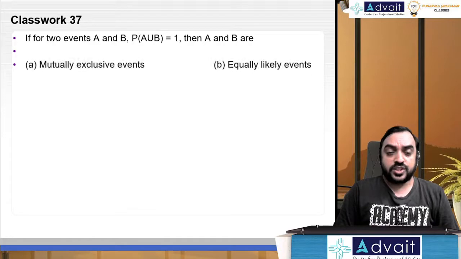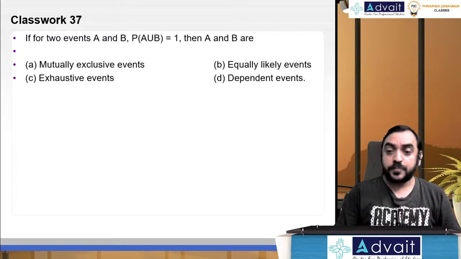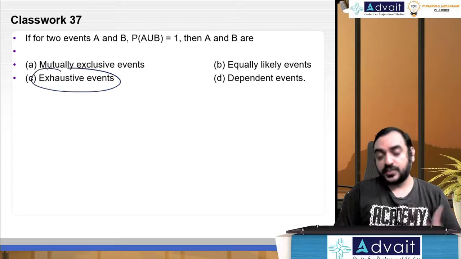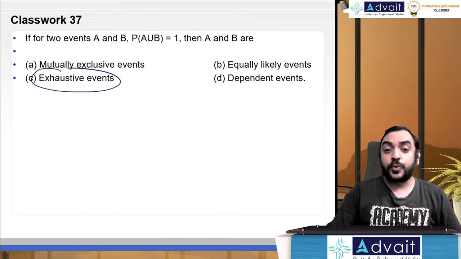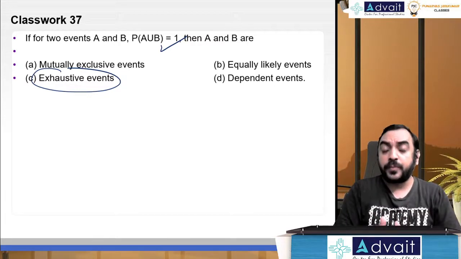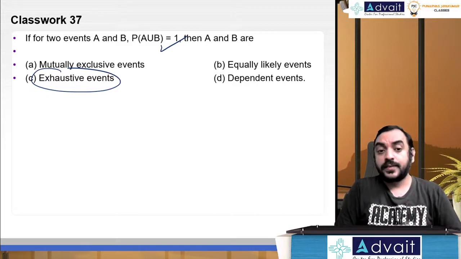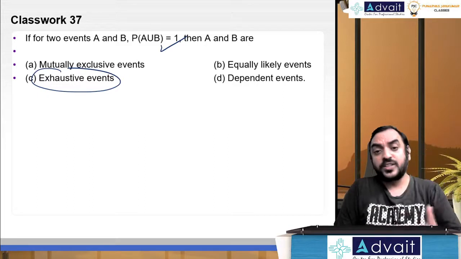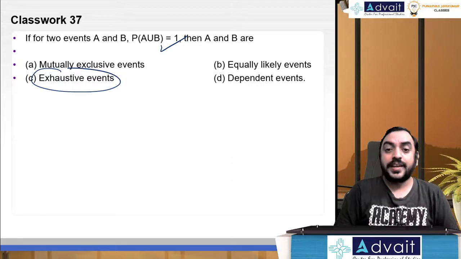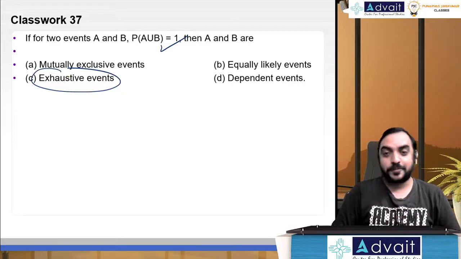If for events A and B, probability of A union B equals 1, then A and B are called exhaustive events. Why? Because probability equal to 1 means it will happen, a sure event. Either A will happen or B will happen for sure. That means it is the sample space, exhaustive events. Head and tail: probability of A, probability of B, 1 by 2, 1 by 2, total is 1.